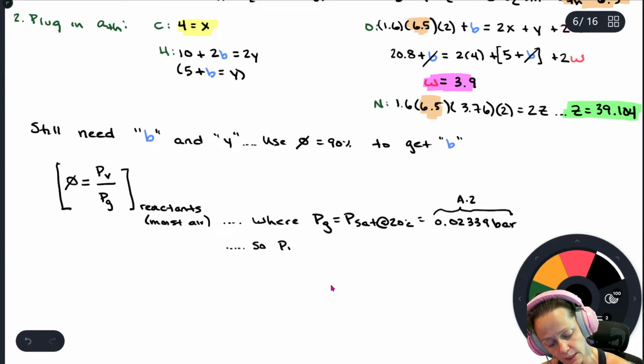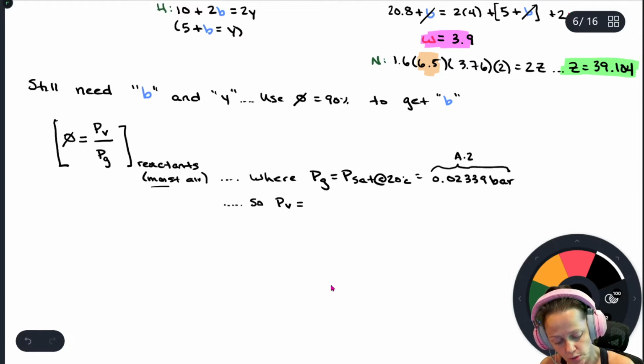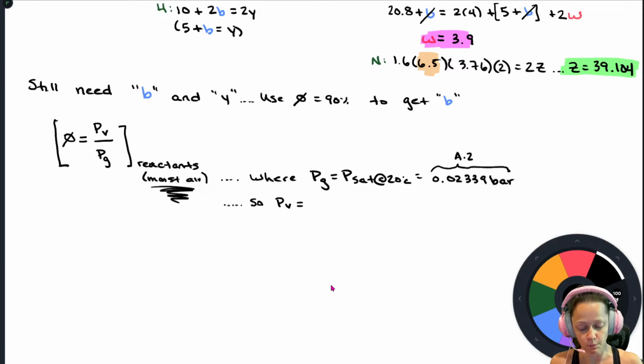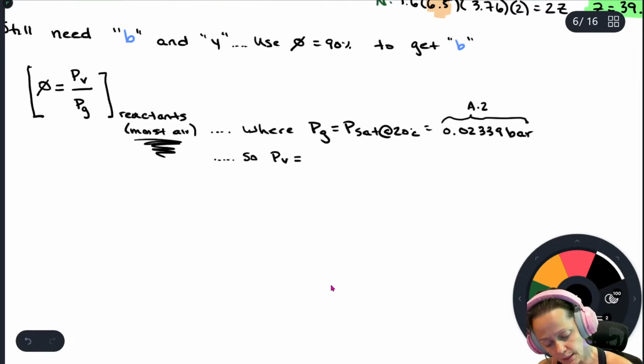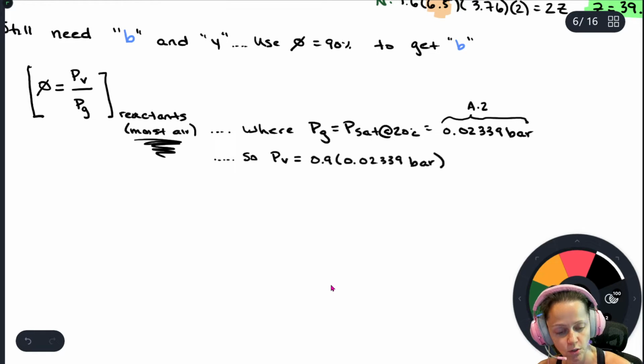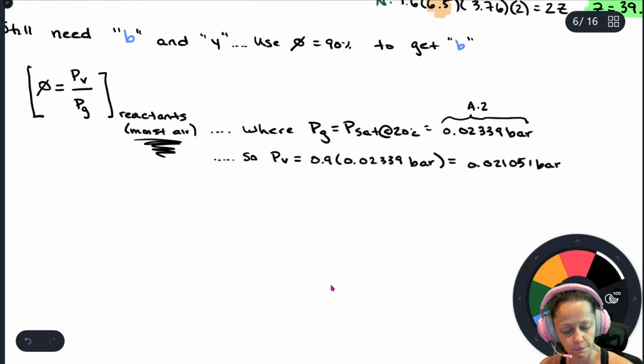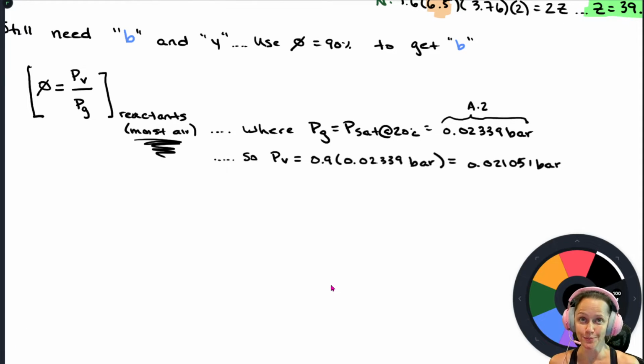So I get a PV value, and I'm again looking at just the moist air. The partial pressure of the water vapor in that moist air ends up being 0.9 times 0.02339 bar, which is equal to 0.021051 bar. So how does this help me?